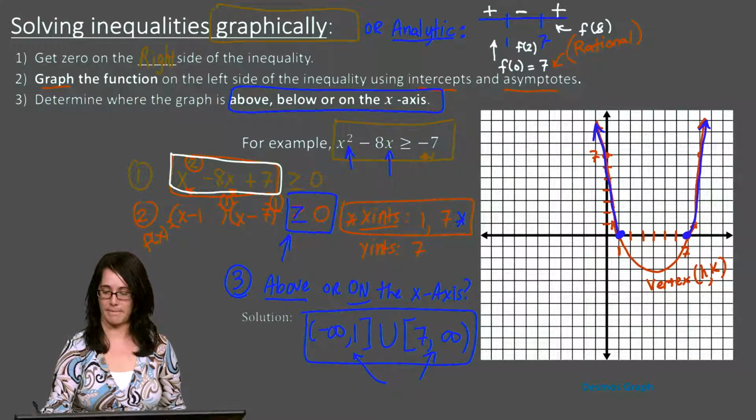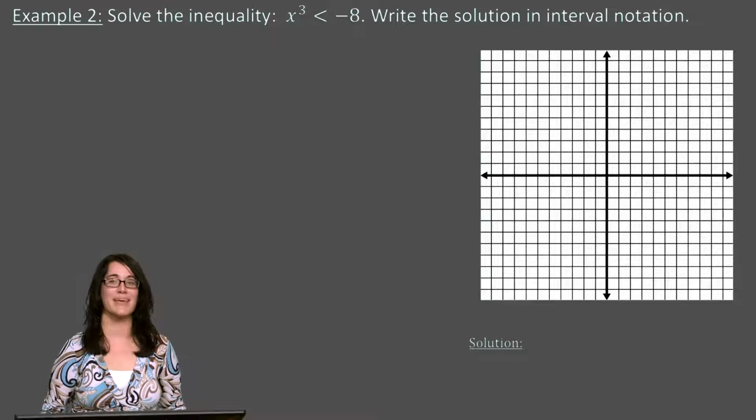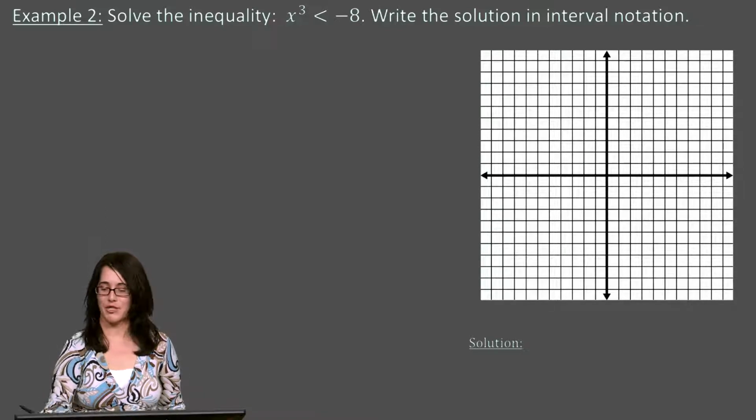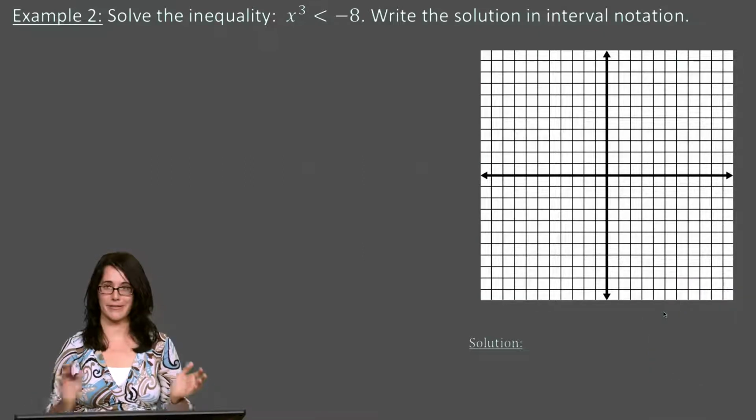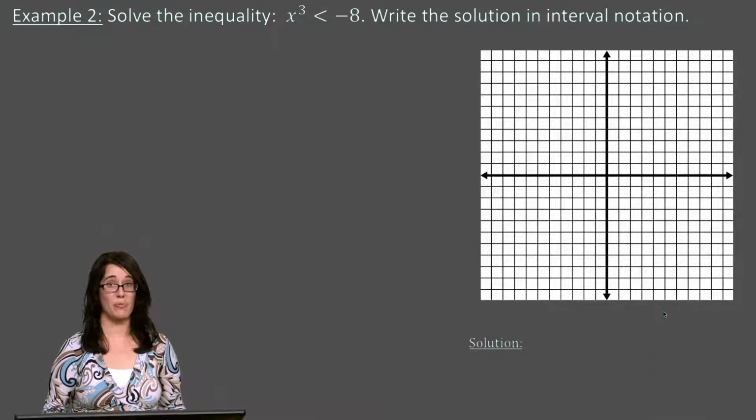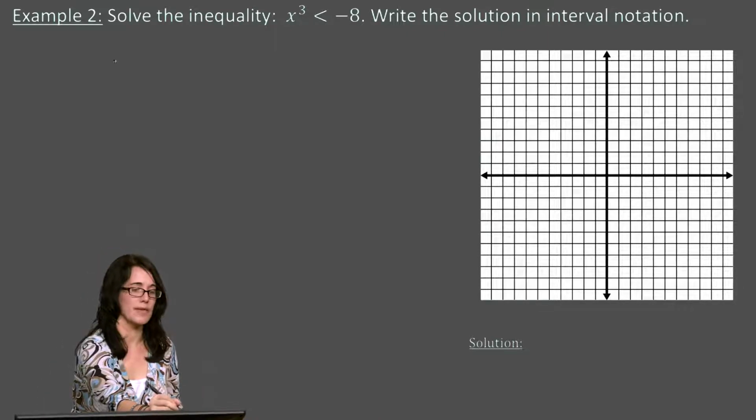Here we go. Example 2. Here we're given the inequality x cubed is less than -8. And we're told to write our solution in interval notation. So I begin by noticing this is not a good old linear inequality where I can just get x by itself. This is a polynomial inequality, meaning I need to first get 0 on one side. So that was our first step, meaning this would be x cubed plus 8 is less than 0.